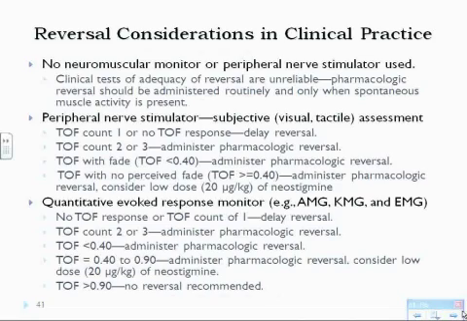The clinical tests are totally unreliable, and pharmacological reversal should be administered routinely and only when spontaneous muscle activity is present. And then you should give full dose. Okay? But that's really bad. So I would recommend you don't do that in your practice.